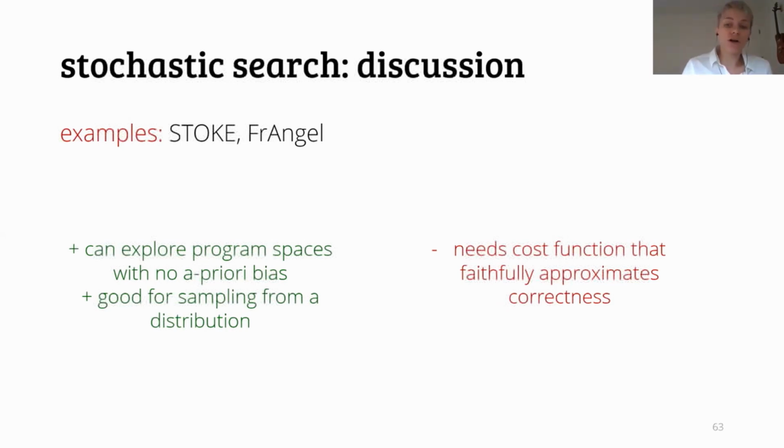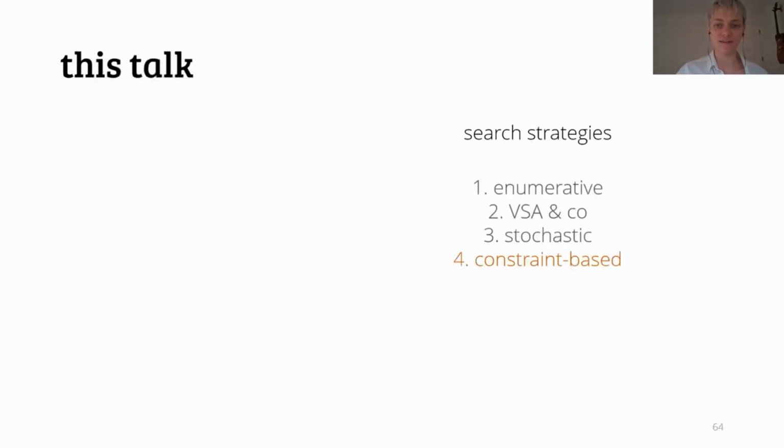And for this technique to work, you need this cost function to correlate with, to approximate correctness. If we always had a cost function that faithfully approximates correctness, then synthesis would actually be a much easier problem, right? Because we could just incrementally do the hill climbing in the space and find the right program.